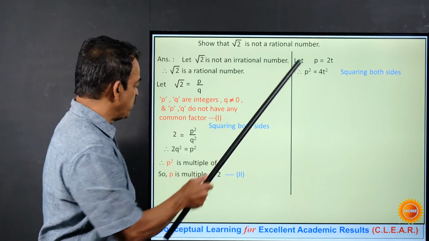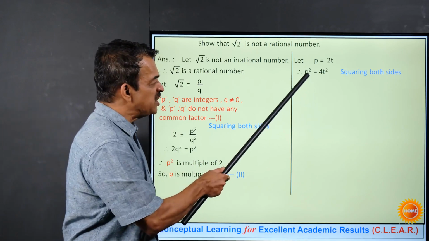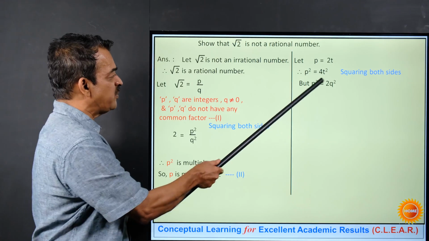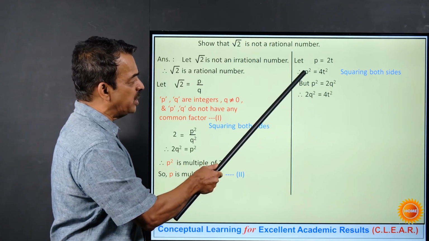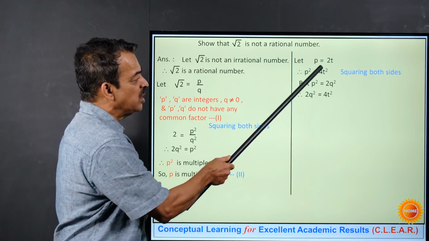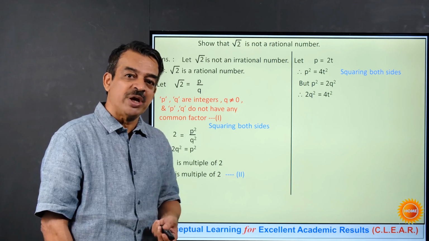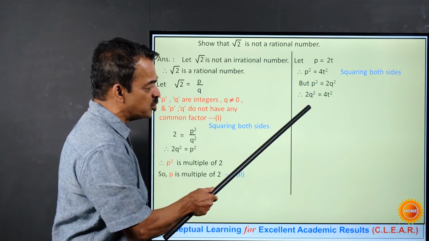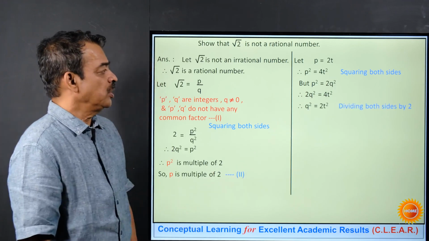But what is p square? P square is equal to 2q square. So, I will replace p square by 2q square. So, check it. P square is equal to 2q square. So, I will get 2q square in the place of p square equal to 4t square. Can we divide both the sides by 2? Yes. So, if I divide this by 2, I will get q square. If I divide this by 2, I will get 2t square.